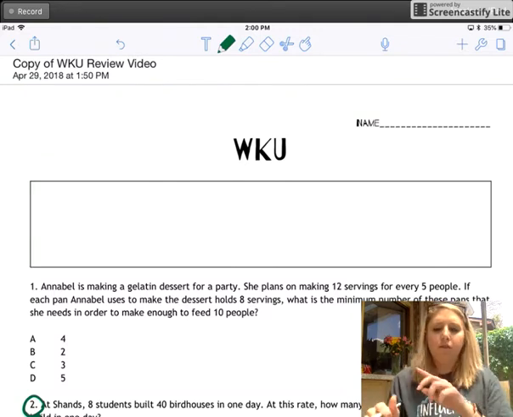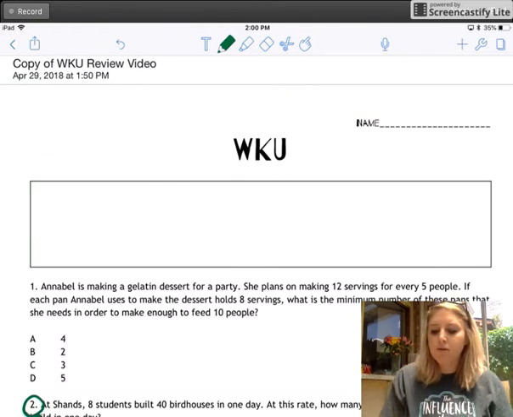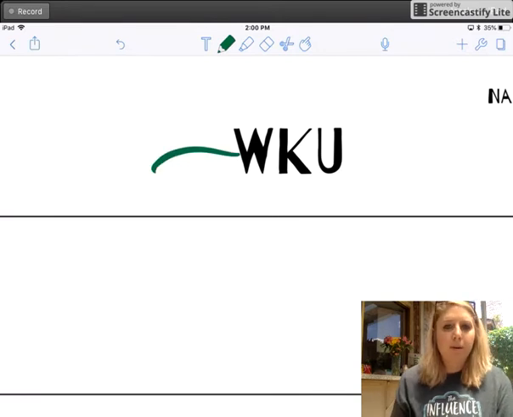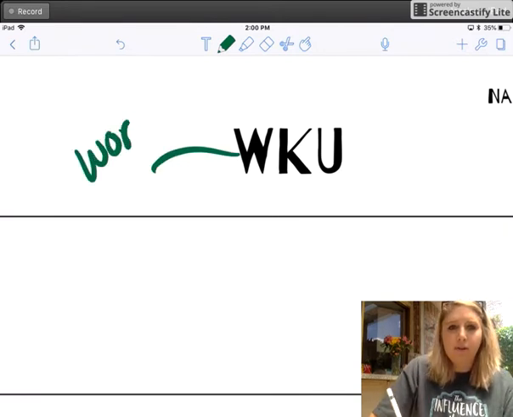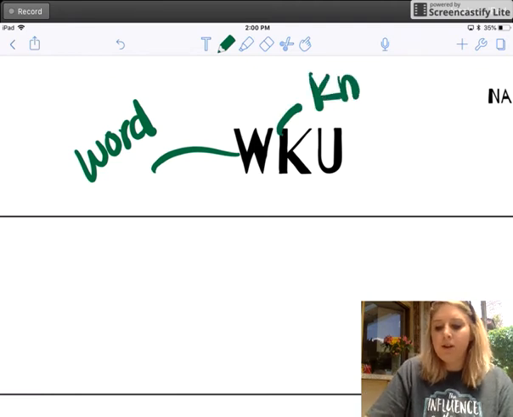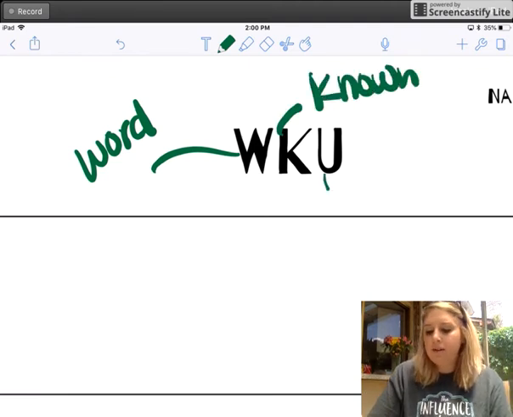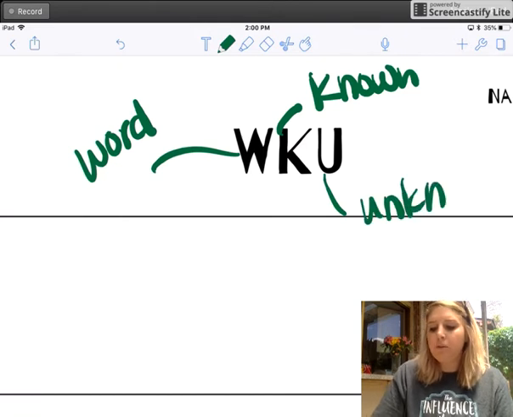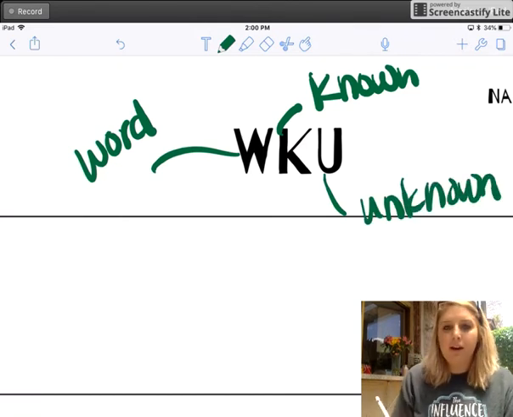And I think you're all really great at WKU, so I don't have to go so in depth, but W, remember, stands for word. We need to always have a word ratio to start with. Then we have the known ratio, and please write this with me. And then we have the unknown. And so whenever we set it up, we want to have words first.